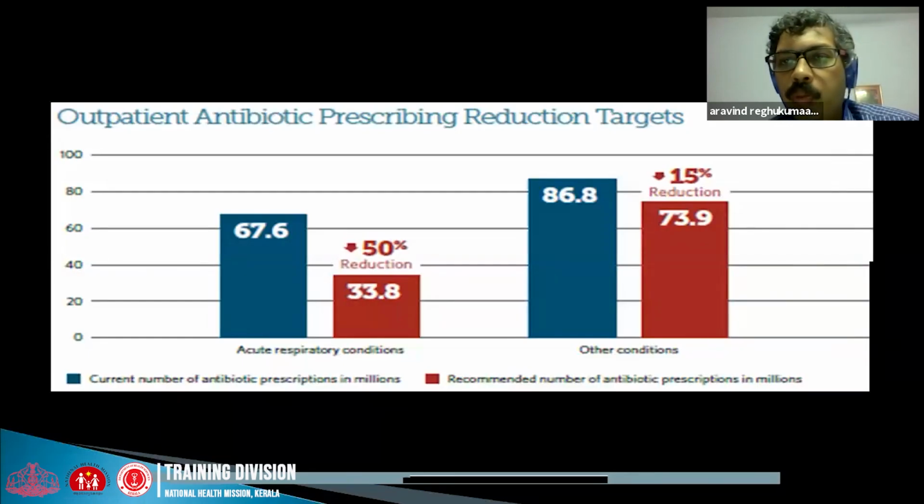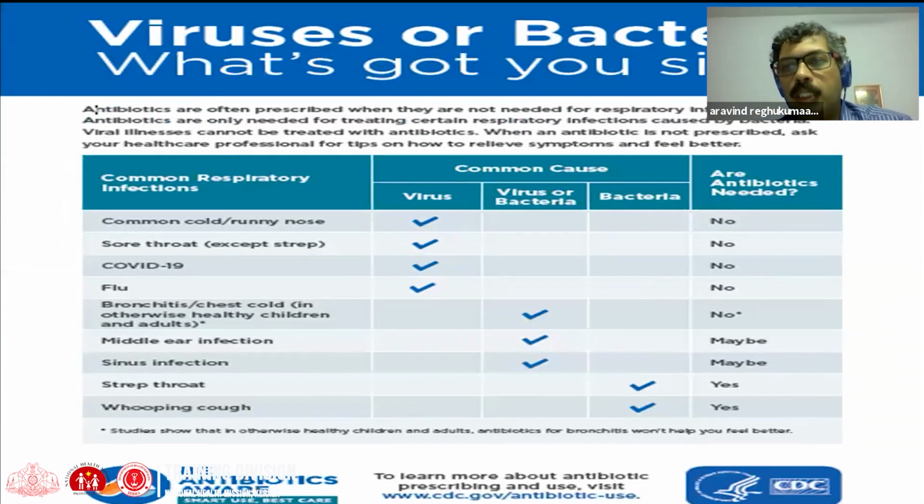So this is their outpatient antibiotic prescription reduction target: a 50% reduction for respiratory conditions, and for non-respiratory conditions, around a 15% reduction by 2020. The CDC actually has this leaflet. It is not meant for doctors. It is meant for nurse practitioners and laymen to differentiate between viral infection and bacterial infection. It's a very easy leaflet. You can say that if you're having rhinitis, or sore throat, except for streptococcal sore throat, COVID-19, influenza, etc., it is due to virus, and antibiotics are not needed.